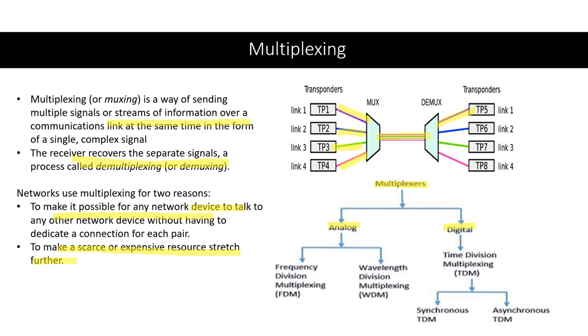So there's two types of multiplexers. You have analog or digital. Even analog, of course, analogs are signals that fluctuate over time. So you can have FDM, frequency division multiplexing. That's when you are actually multiplexing frequency. Or in fiber optics, they use wavelengths. You use wavelength division multiplexing, or WDM.